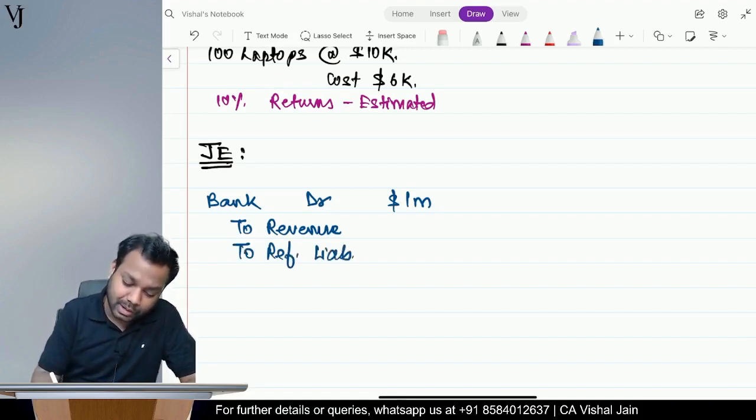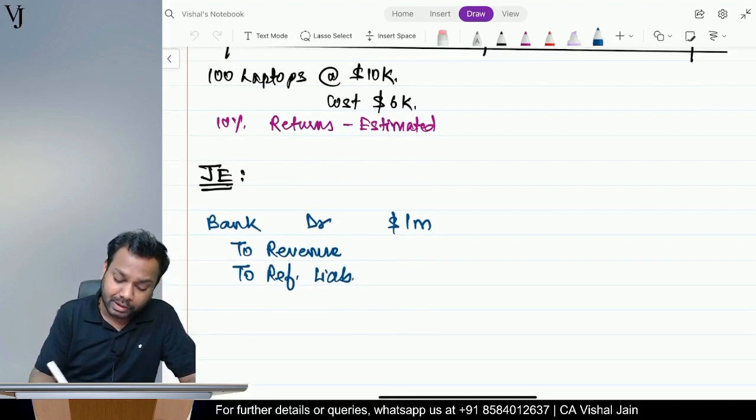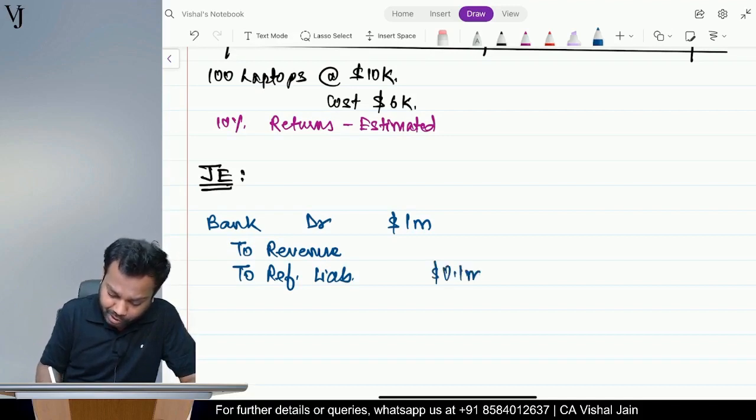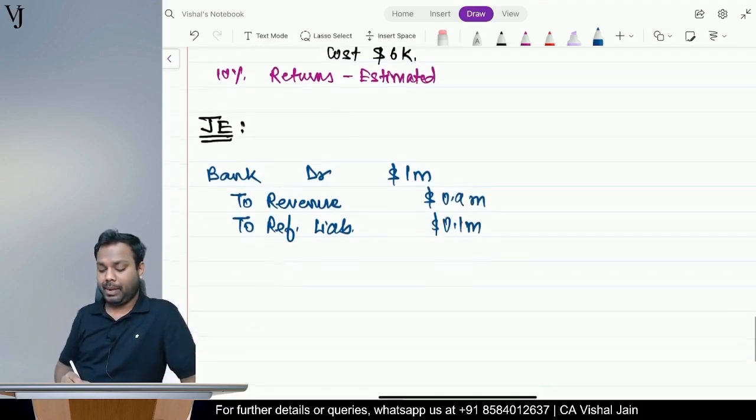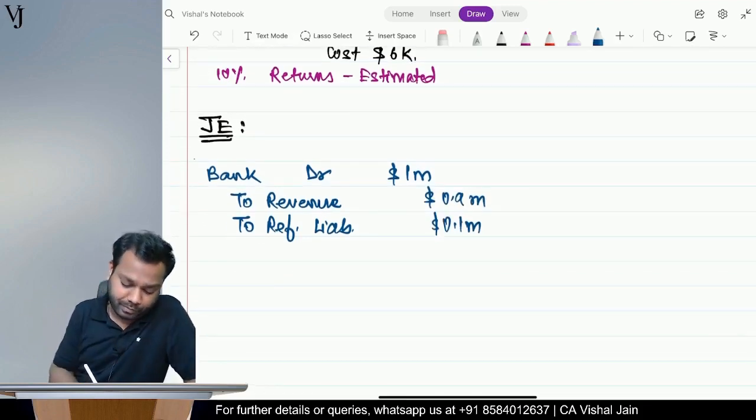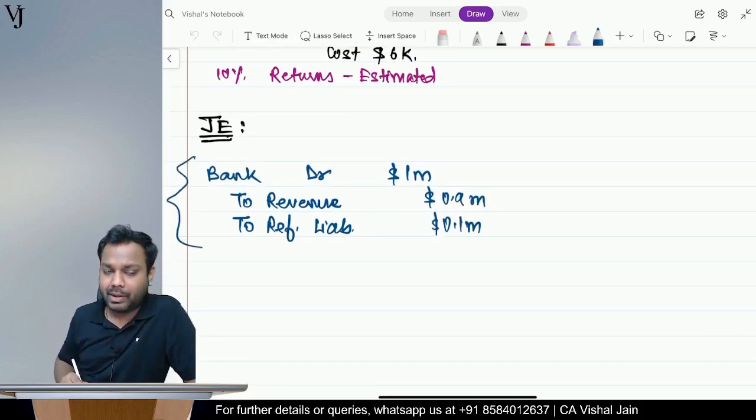Now, what is the amount for that? So 10% is the return. So I will recognize 10% as my refund liability. So the amount will be $0.1 million and $0.9 million. Tell me guys, is it clear everyone? Is it clear? This entry is clear.